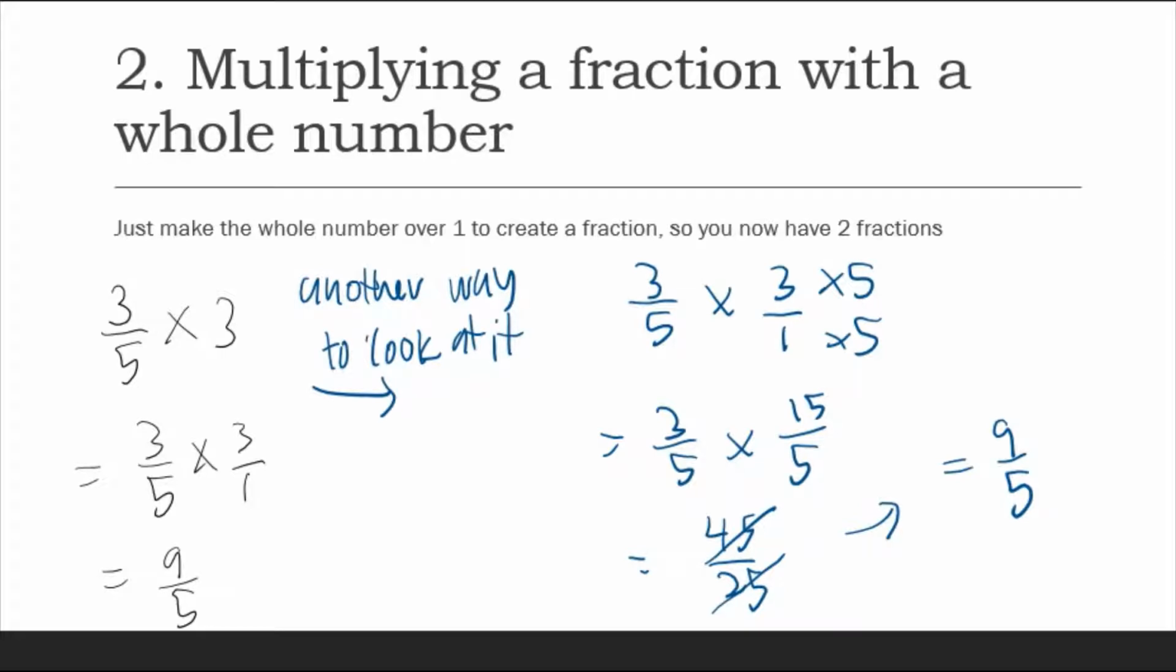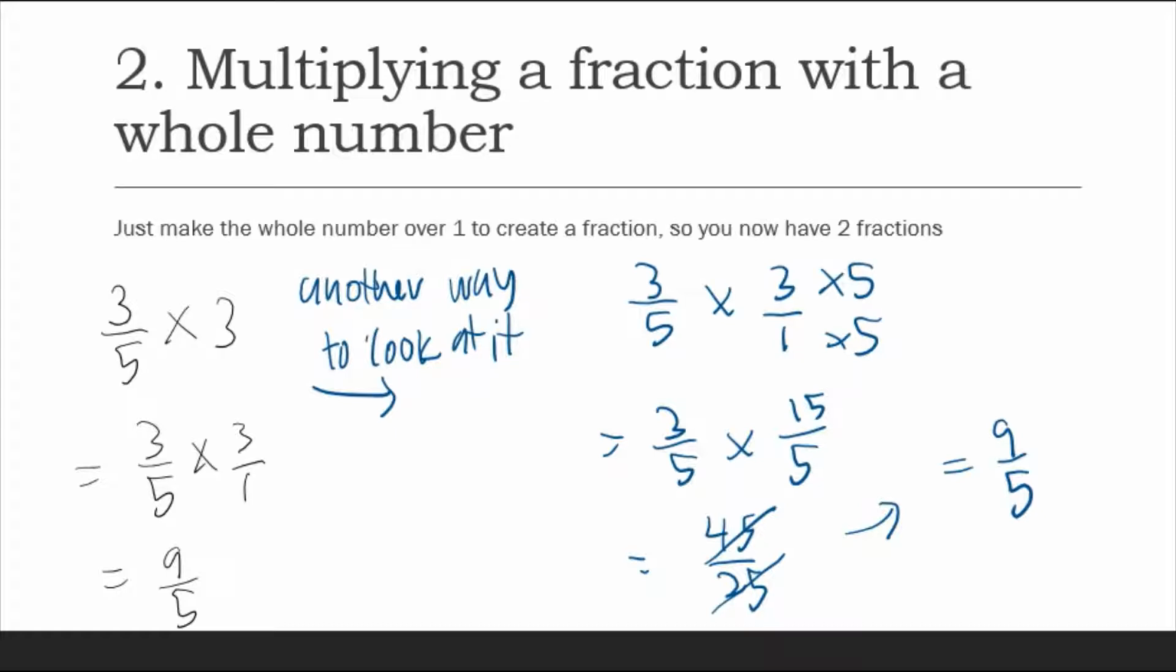Second type of question, multiply a fraction with a whole number. If you encounter a question asking you to multiply a number and a fraction, just make the whole number over 1. And there you go, a fraction is formed. Now you can multiply the two fractions.